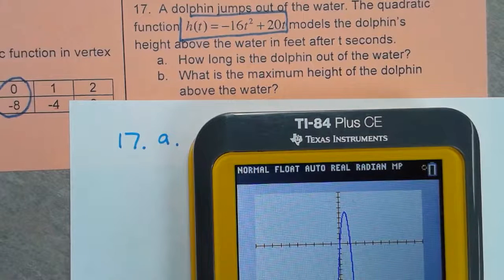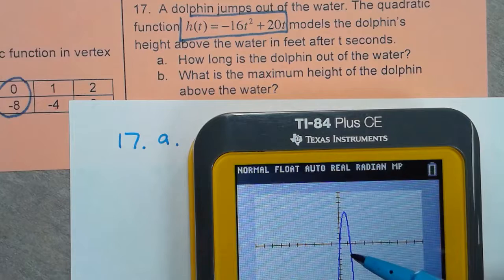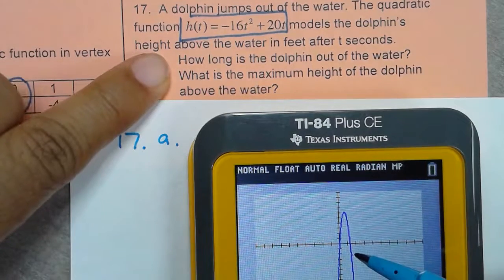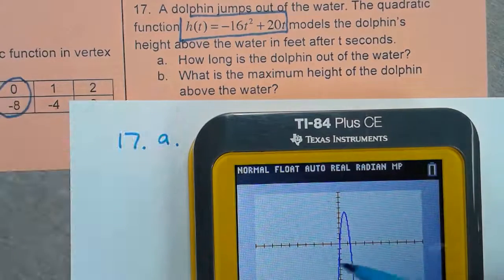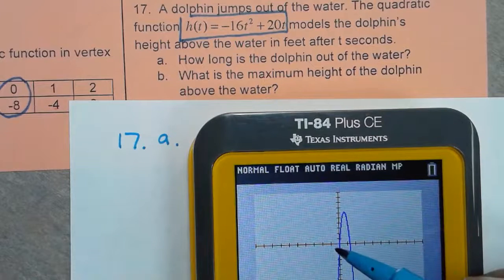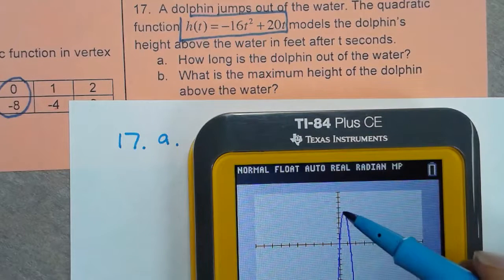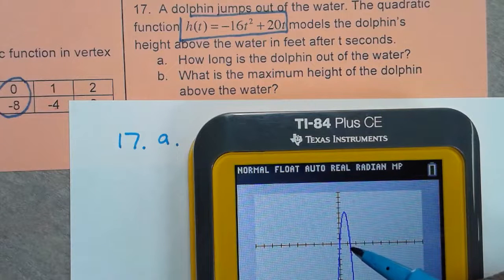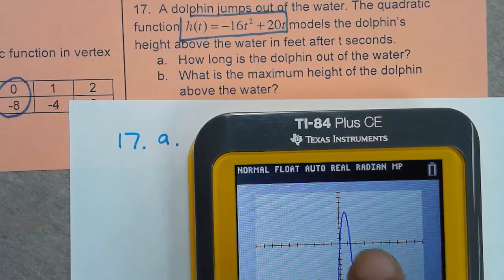So the dolphin basically jumps out of water right here and then goes back in. Remember when it says how long? That's your t, and t is your x value. So this one is time at 0, so that's when it jumps out. And how long is it out of the water? We want to know what number that is. Now I know it's a little bit more than 1, but how much more than 1? Well, let's find out. That's called a 0.